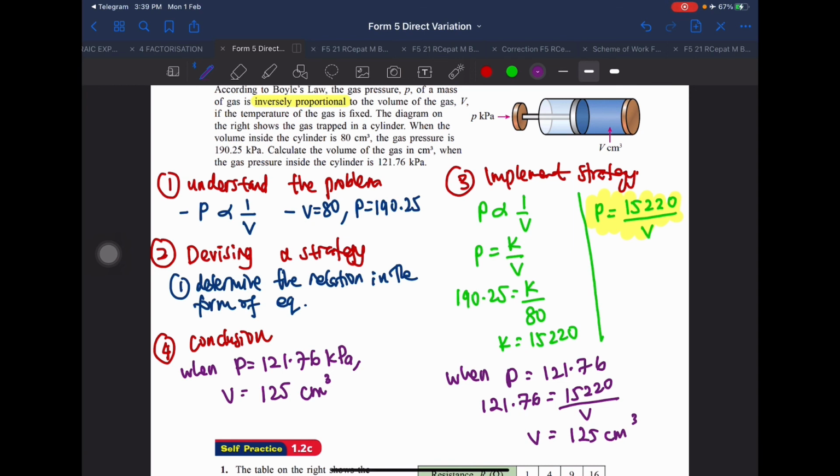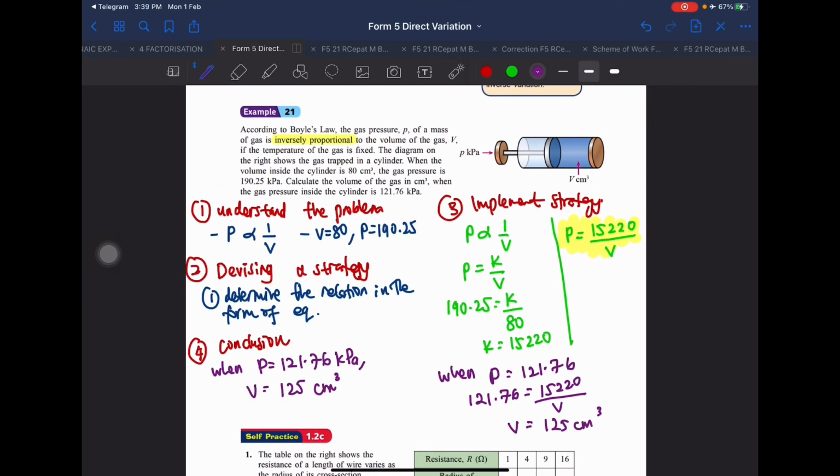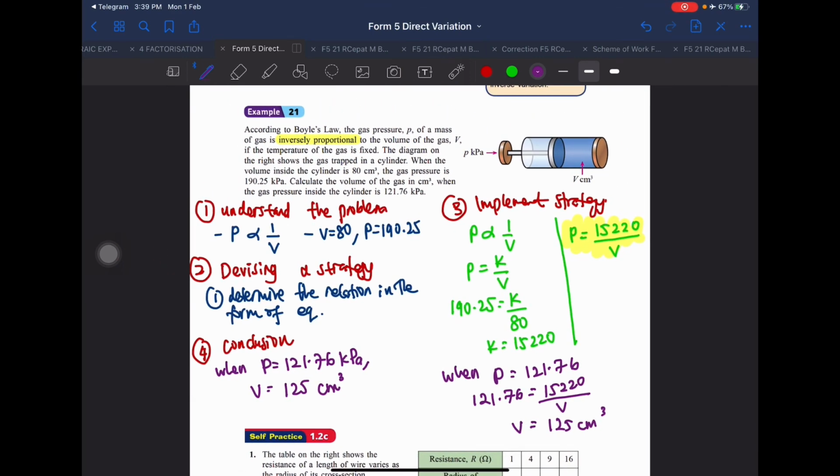If you have difficulty understanding my explanation, you can just rewind this part. You can rewind and play it over and over again until you understand, because I think this chapter is quite easy.